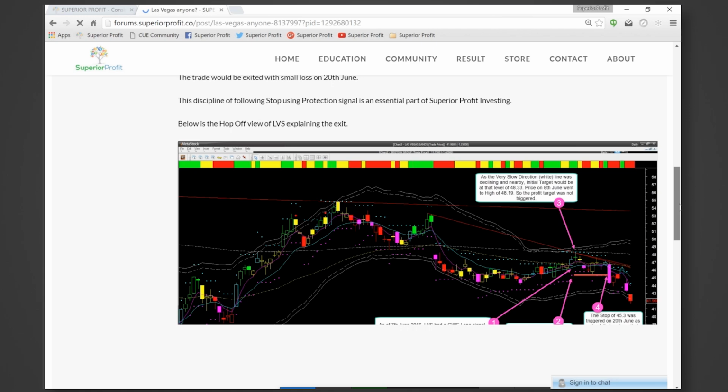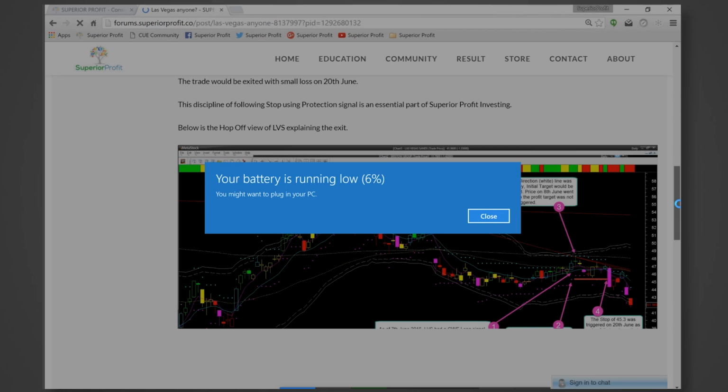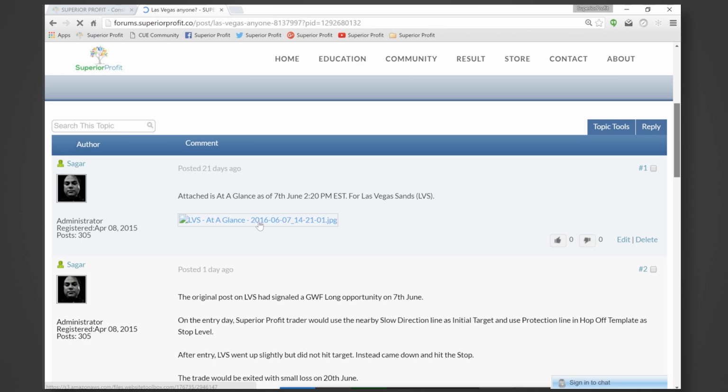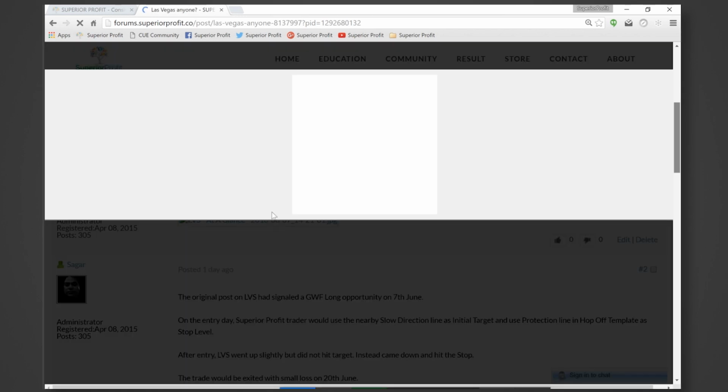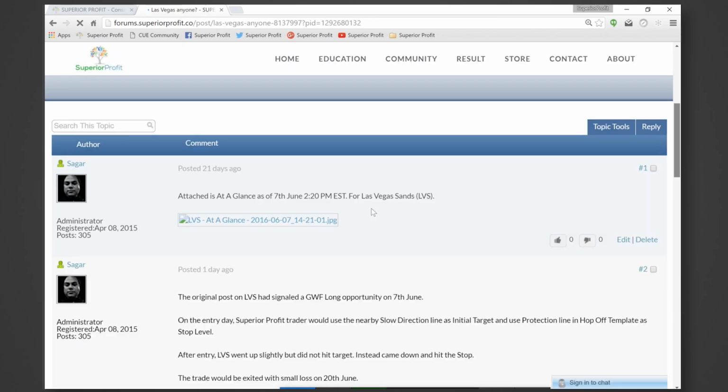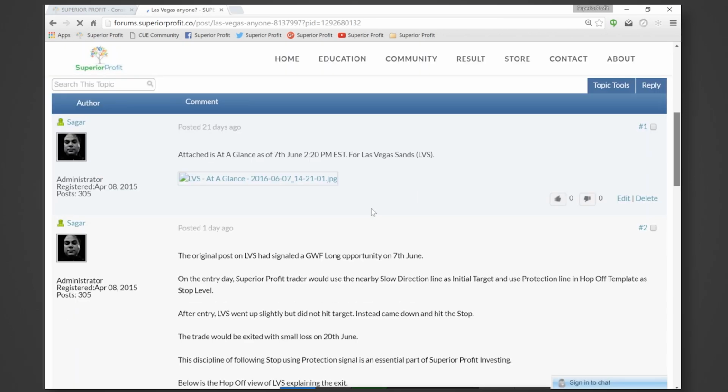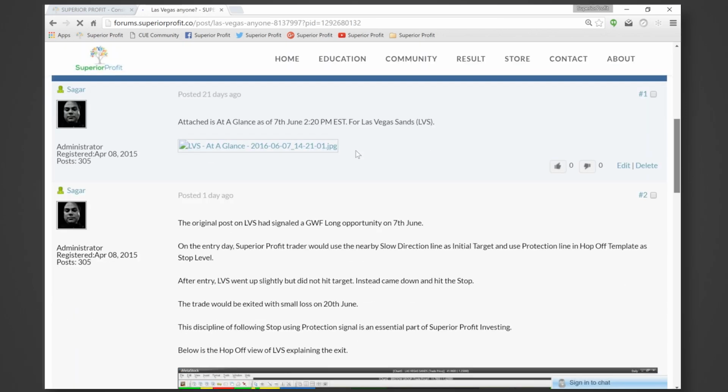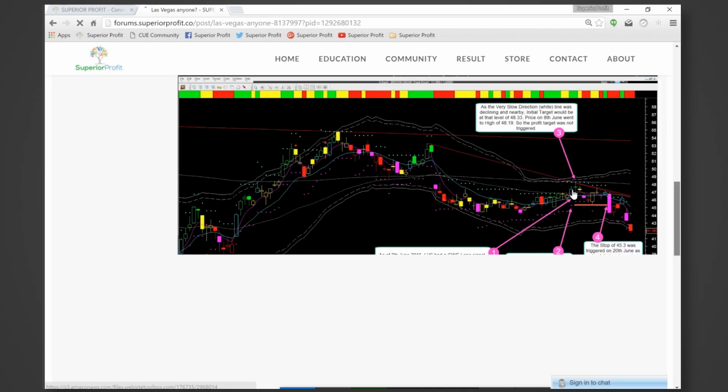I wanted to explain this losing trade also. Okay, battery is low. Battery plugged in. Okay, let us look at the first post. This is 7th June, Las Vegas Sands. Let me see, I can open the chart. Okay, it is becoming slower and slower.